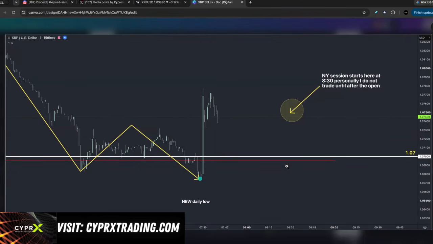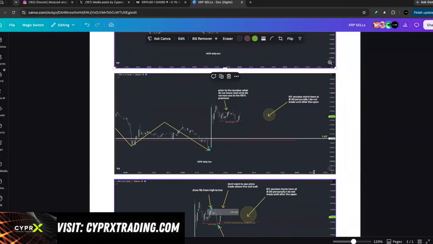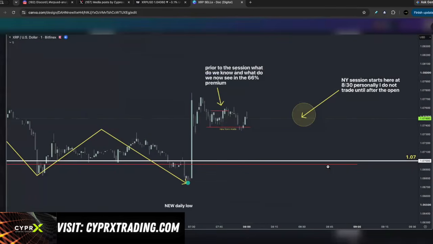However, for you all, maybe you like to trade before the New York session open. Maybe it's not in your rules not to trade before the session. Nonetheless, there were opportunities before and after the session open, which I'm going to show you all. But for those of you all who do trade before the session open, let's pay attention to price action.